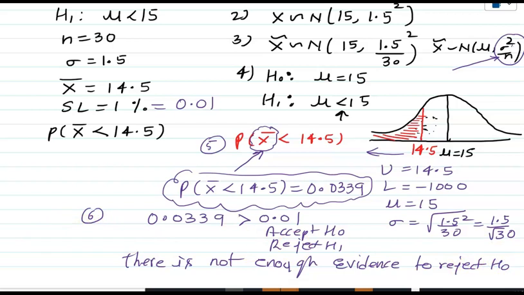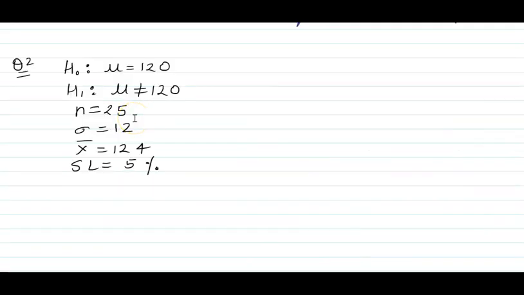Any doubt? Now the next question, where the null hypothesis, alternative hypothesis, sigma, sample mean, and significance level of 5% are given. Mu is not equal to 120.